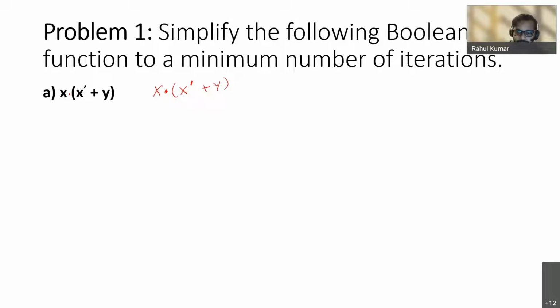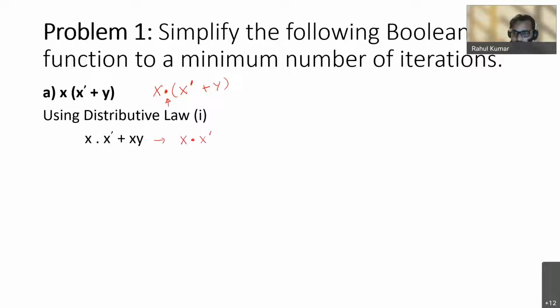So using distributive law that we have just seen, we can spread this or open the brackets, right? As I mentioned, you can consider the dot or plus before the bracket as multiplication, and open the bracket. So if I open this bracket, I will get x dot x dash plus x dot y or xy. We can also write it as x dot x dash plus x dot y. So if there is nothing, it means dot. Okay.